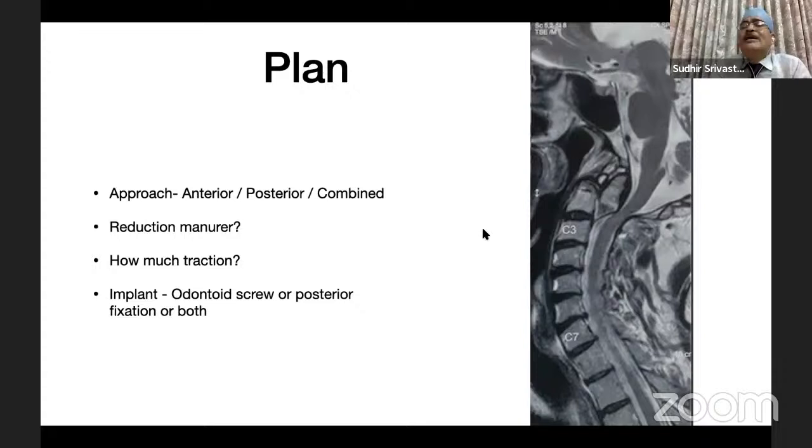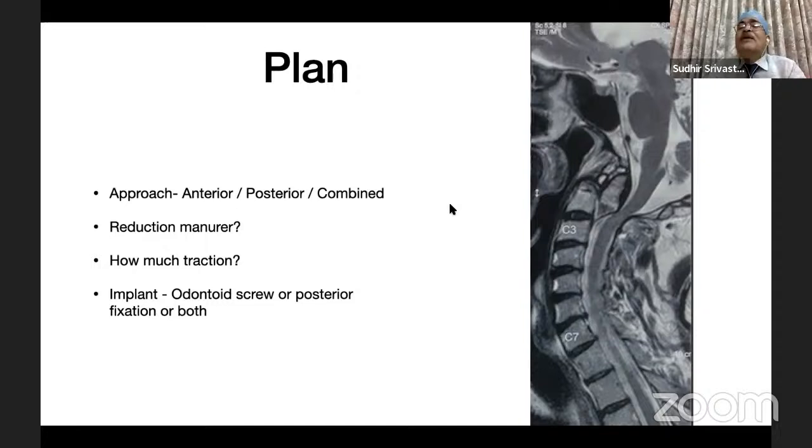in the place. And regarding fixation, once it falls into the place, you have to see the trajectory for the dens screw, whether you are able to pass that screw in that trajectory, and then it will be a simple procedure. I think one should be able to do it. There are different options, obviously. One can do posterior fixation also, but I think that should be my plan.